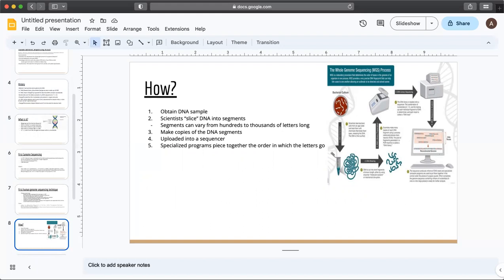You can then add chemicals to that, and it's going to release the DNA. Then the scientists slice the DNA into segments. Those segments are then copied, and then they are uploaded into a sequencer. Specialized programs piece together the order in which the letters go, and you can see that on the monitor of the computer screen. You can see how it's putting pieces together here and there. It's basically just like a huge puzzle where you have to see where those puzzle pieces fit.